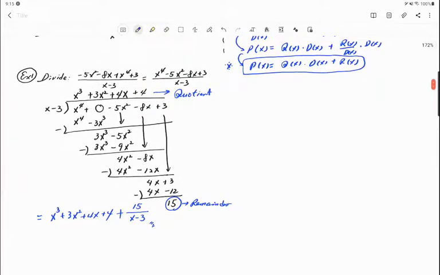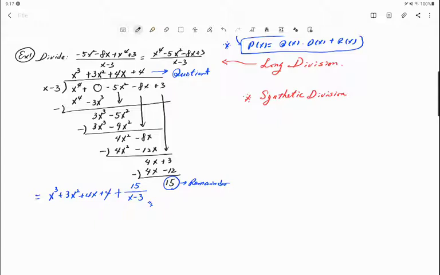All right, so we call this long division. But now the next concept is synthetic division. Synthetic division is much easier, much faster, and more convenient. So let's learn synthetic division.